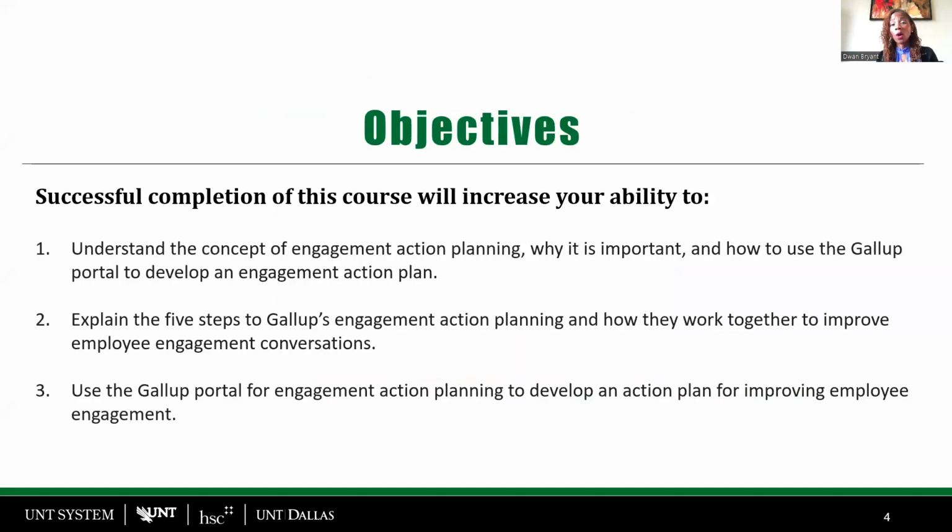All right, so our goal is for you to be successful in creating a sustainable engagement action plan for your team. Successful completion of this course will increase your ability to, number one, understand the concept of engagement action planning, why it is important, and how to use the Gallup portal to develop an engagement action plan.